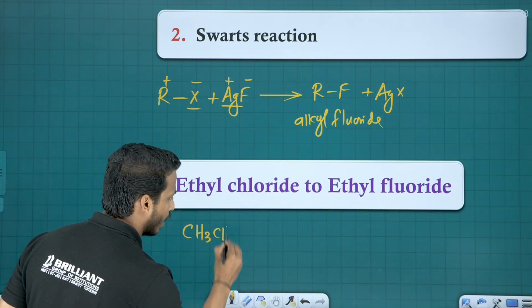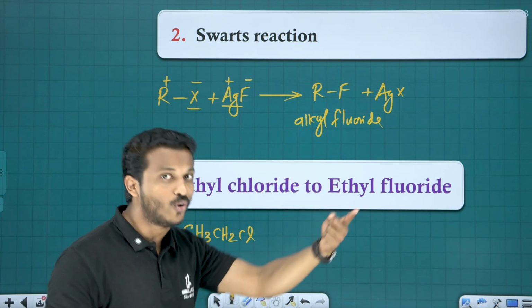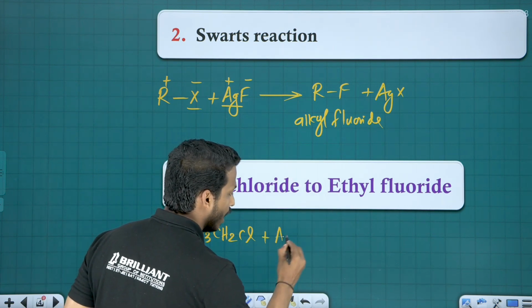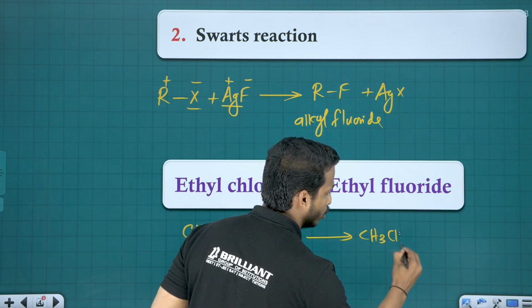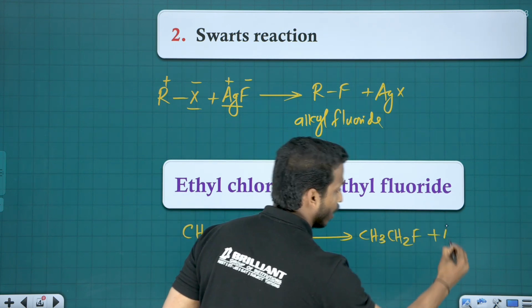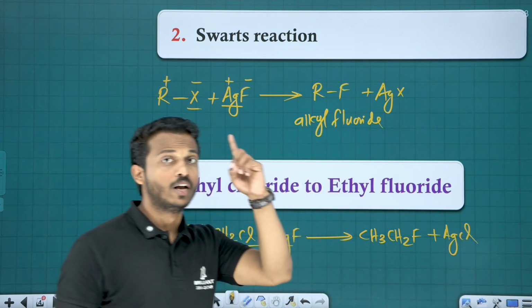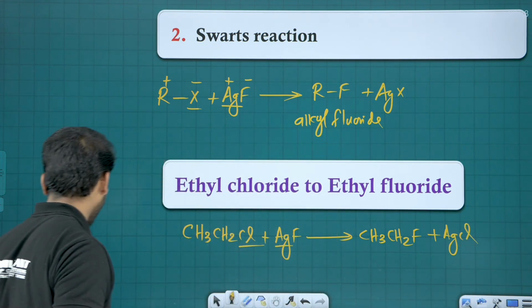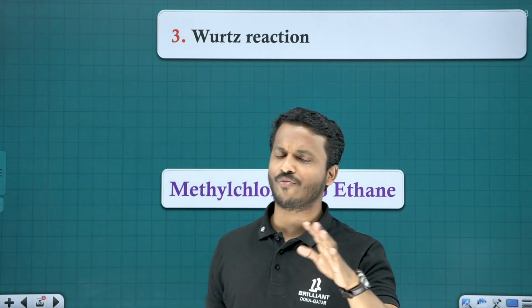For example, ethyl chloride. What is ethyl chloride? CH3CH2Cl. If you want to make it ethyl fluoride, we use AgF, right? AgF, you will get CH3CH2F. And what is the byproduct, my dear? AgCl is the byproduct. Hope you are clear on Finkelstein and Swarts reaction. Third question. This third question is a very familiar reaction to you.